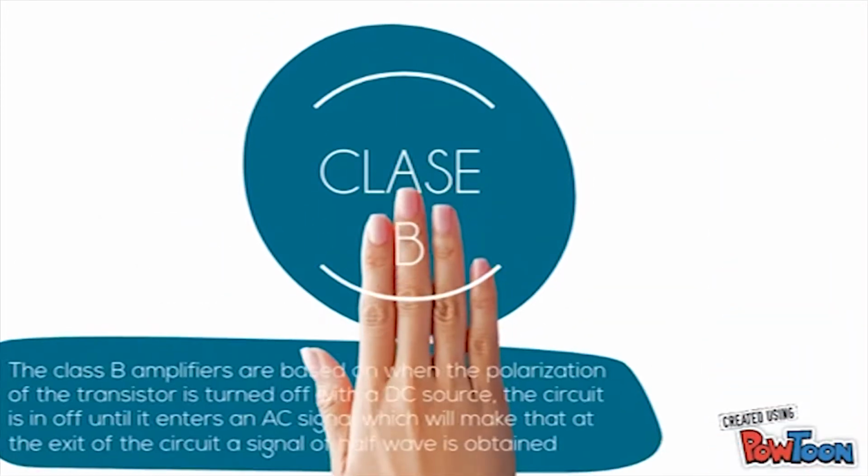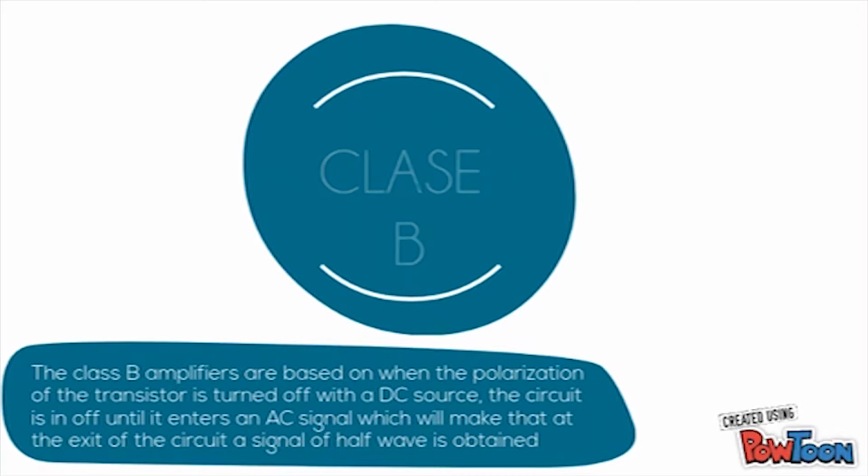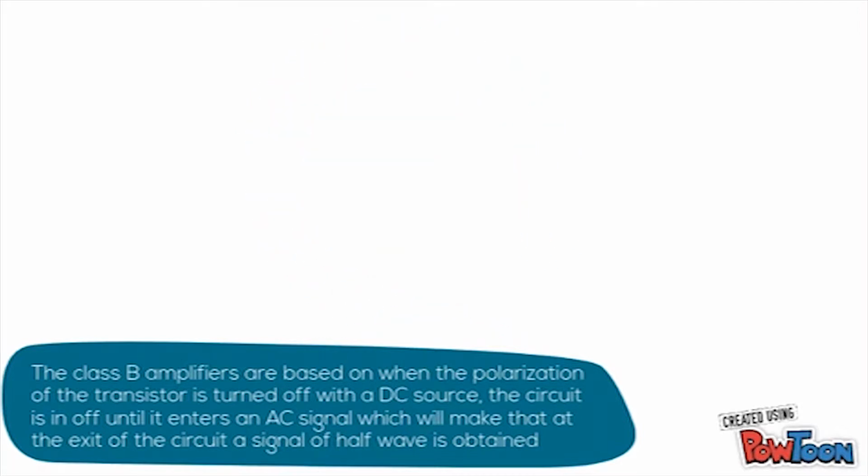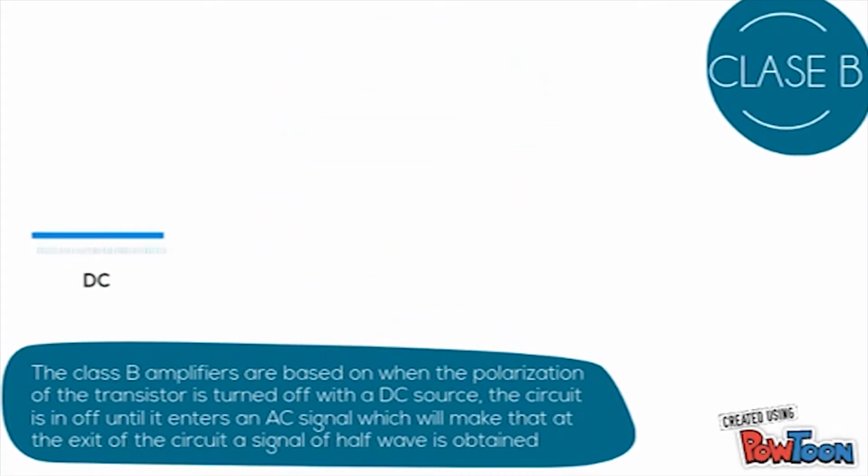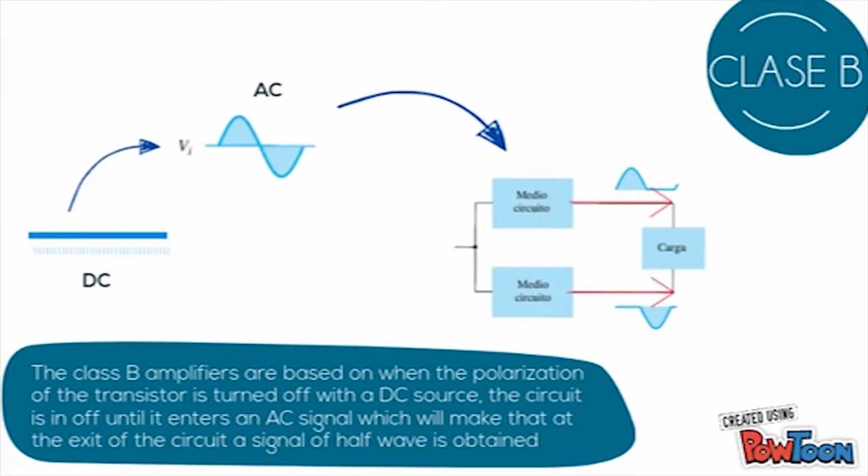The class B amplifiers are based on the transistor polarization being turned off with a DC source. The circuit is off until an AC signal enters, which will make a half wave signal obtained at the output of the circuit.